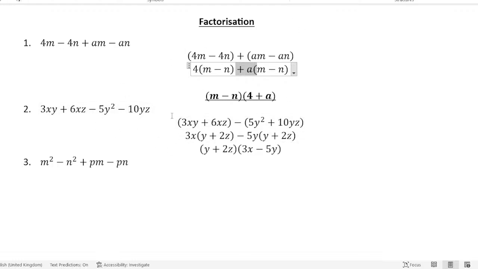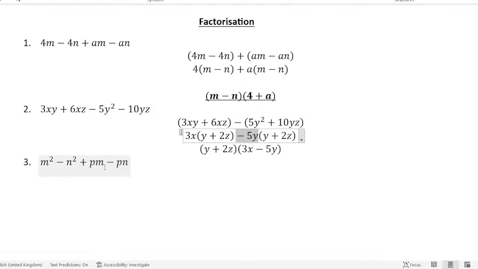The same applies here. I have to group them together. I put these two together inside brackets, and these two together inside brackets. Remember how I explained here? Then I took out the common factor 3x and was left with y plus 2z, and here I took the common factor 5y and was left with y plus 2z. Then I noticed there's another common factor, y plus 2z, so I took it out, put it inside the bracket, and was left with 3x minus 5y.